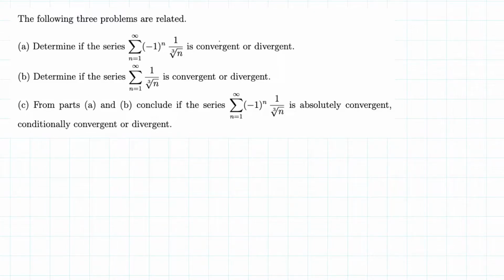So let's answer part A. Obviously this is an alternating series. Whenever we have an alternating series, we want to use the alternating series test to show if this series is convergent. Unfortunately, the alternating series test can't conclude anything about divergence. But let's try the AST, the alternating series test, for part A.